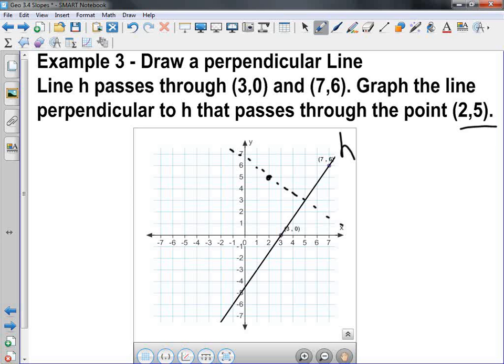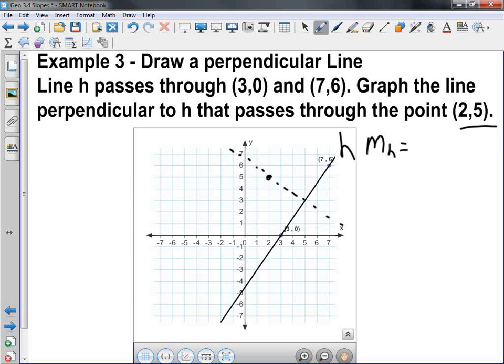Talking about perpendicular, what do we know about those slopes? They have opposite slopes. Opposite reciprocals, right? So now we need to find the slope of H, right? So I need to say, hey, what's the slope of H? Okay?